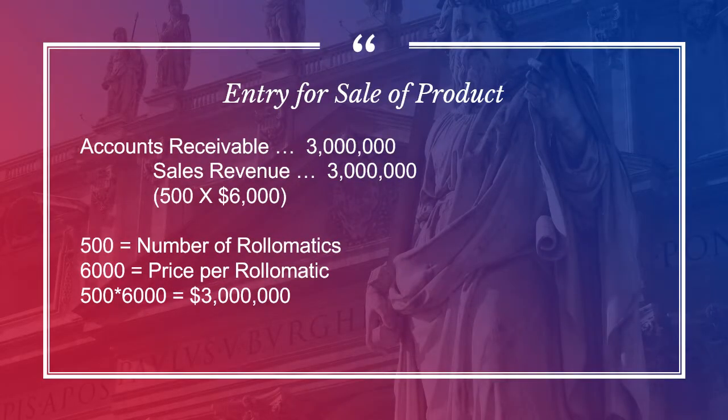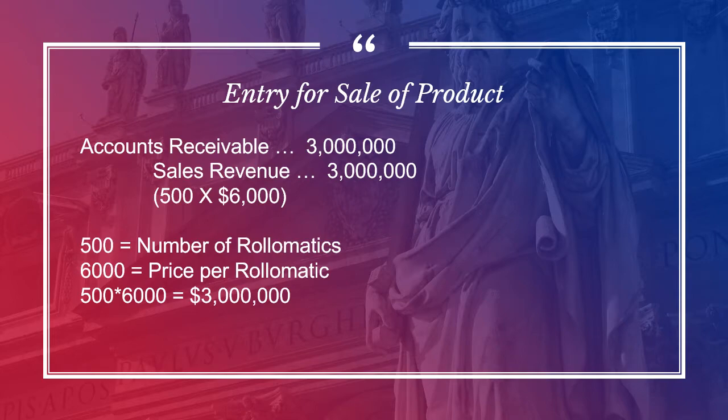The first entry we make is the entry for the sale of the product. Accounts receivable and sales revenue are debited and credited for $3 million. The reason is that the company sold products worth $3 million, and because the company is going to receive $3 million, accounts receivable, an asset, is debited for $3 million, and sales revenue, which can be recognized because the product has been delivered, is also credited for $3 million. The reason we get $3 million is because 500 is the number of Rolomatics the company sold, and 6,000 is the price per Rolomatic, so 500 times 6,000 is $3 million.